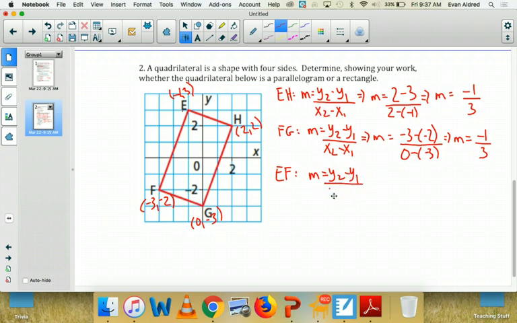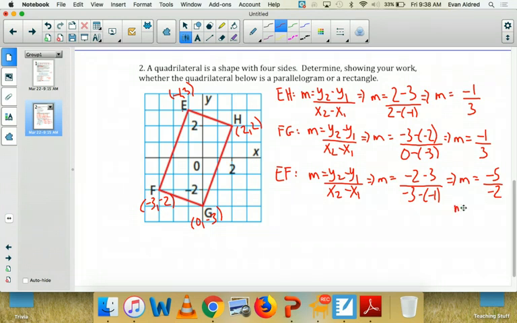Now we're going to need to take a look at the left and the right. And I'm going to start on the left. So we'll go negative 2 subtract 3 over negative 3 subtract negative 1. And here we get a slope of negative 5 over negative 2, which gives us 5 over 2. Remember that a negative numerator and a negative denominator both become positive.